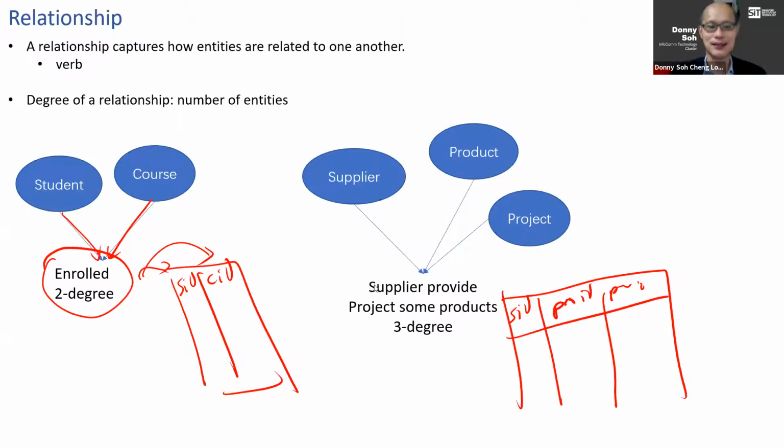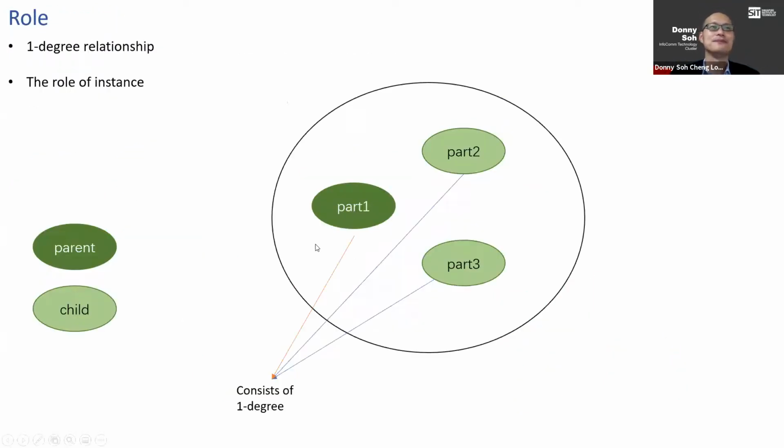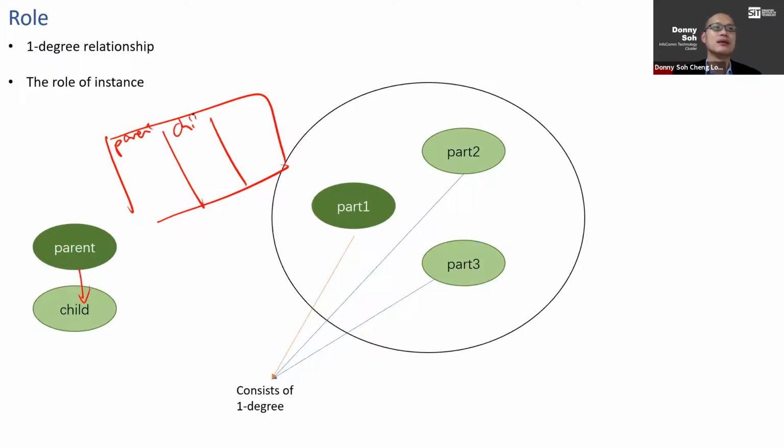Okay, so I hope this is fine. And there's also a very unique instance called a row, which is a 1-degree relationship. And this one is like a parent and a child. So as what we said earlier, or rather the example that we showed earlier, there's A1 and there's A11. So this is a parent and child relationship, and this is a 1-degree relationship.